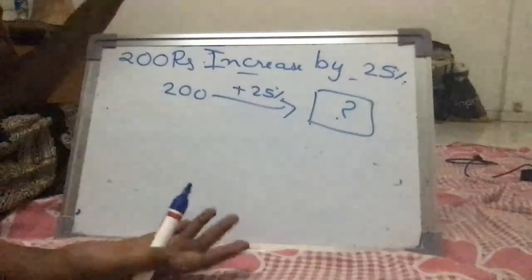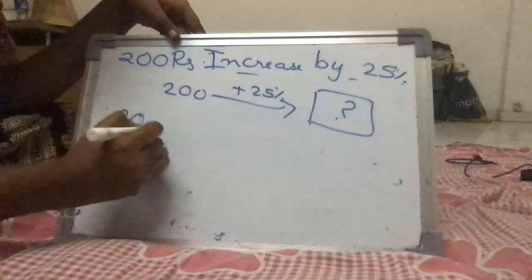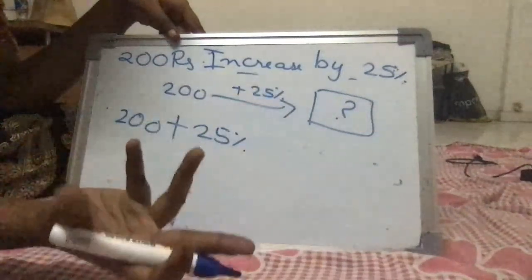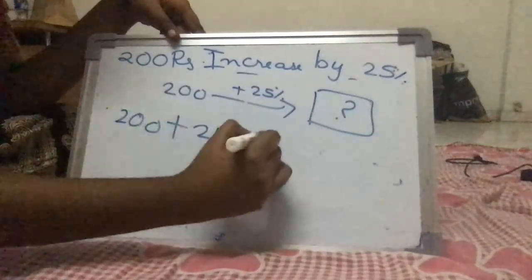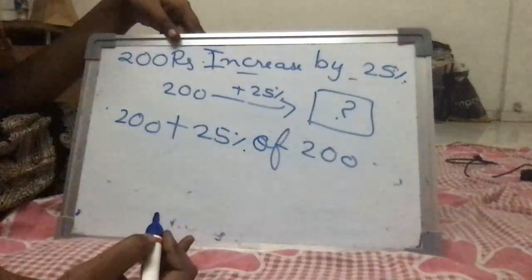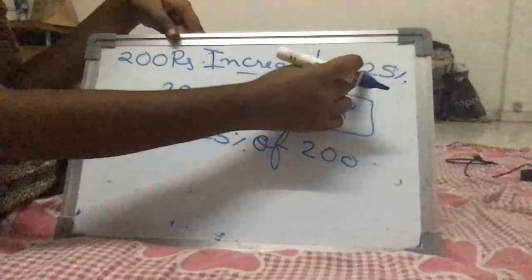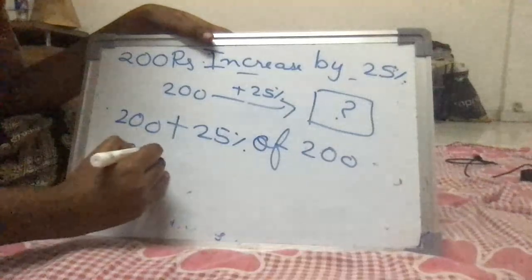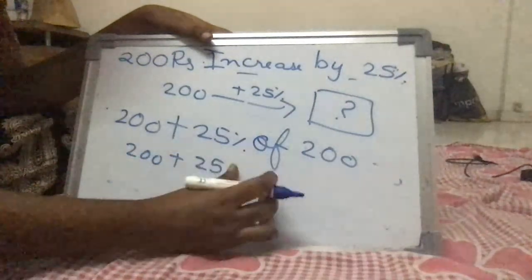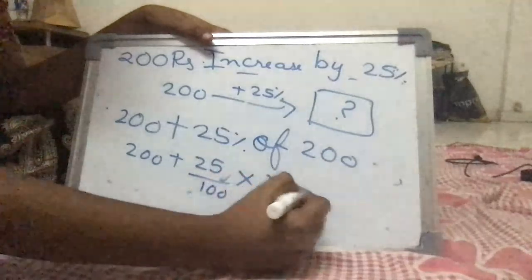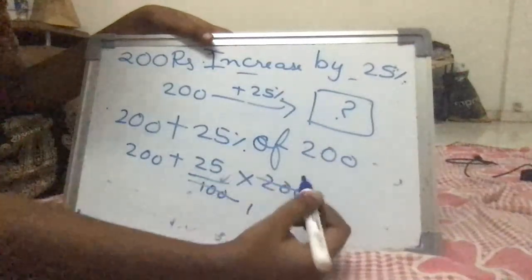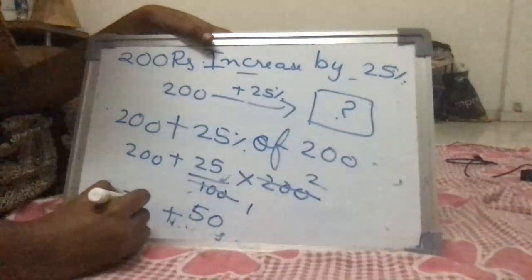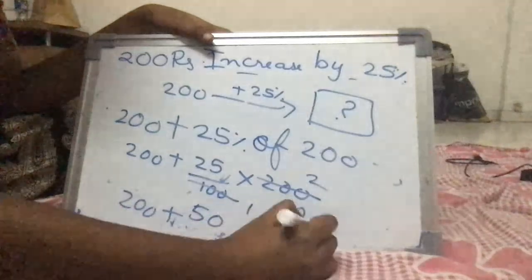So in a one-step process, I initially have 200, and it is being increased by 25%. This 25% is from where? This 25% is from this 200 only, of 200. When the quantity is increasing, the percentage will be of this original quantity only. So the answer will be 200 plus 25 upon 100 into 200. Cancel it using the 100 table. 25 twos is 50. So it's nothing but 200 plus 50. The final answer is rupees 250.